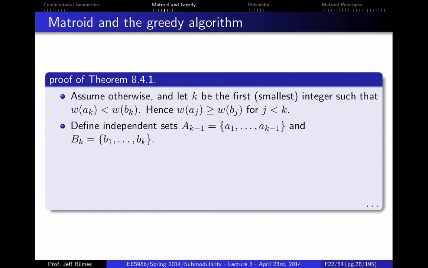And then we're going to define these two sets. Both of these sets are independent because they're subsets of bases. So A sub K minus 1 is going to be the first K minus 1 items chosen by greedy. And all of those items are going to have the property that w(A sub i) is greater than or equal to w(B sub i), because K is the first point where this condition isn't true. They're all less than K. And let's say that B sub K is just the first K items of B.